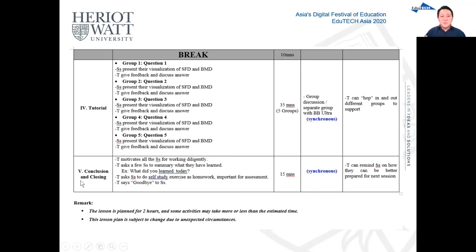Finally, we move on to stage 5, conclusion and closing. In Madeline Hunter's term, closure. So what we can do is motivate all the students for their hard work. Everyone likes to be motivated and encouraged. We can also ask a few students to summarize what they have learned. For example, what did you learn today?